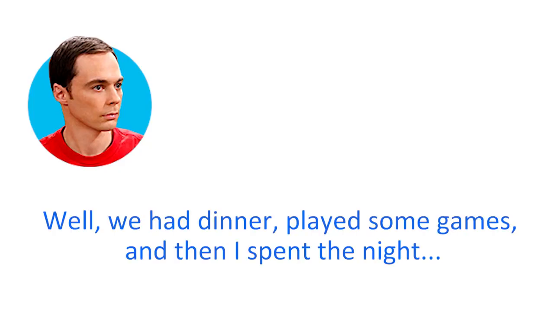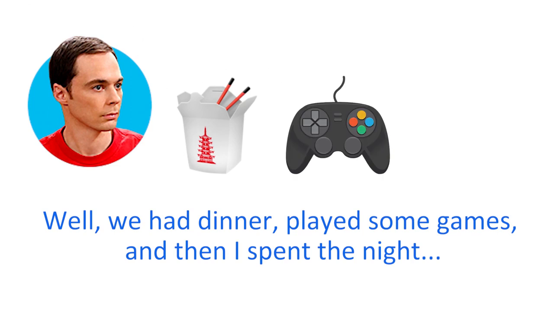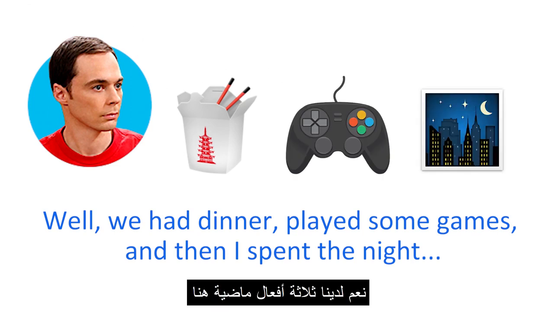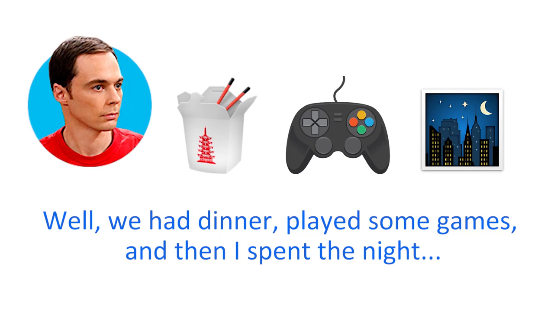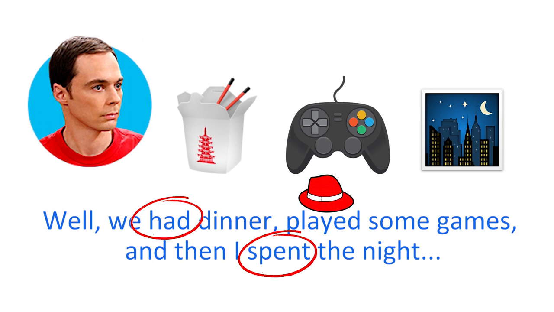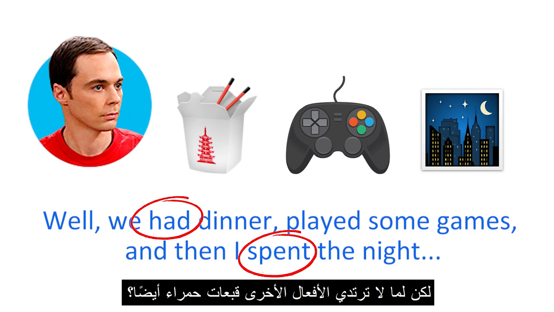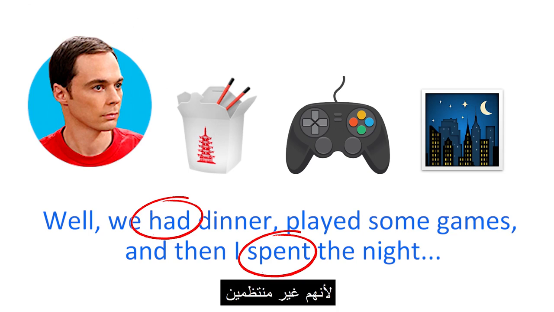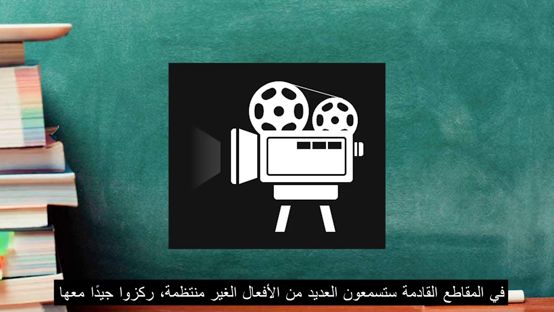So he said, we had dinner, played some games, and then I spent the night. Yes, we got 3 past tense verbs, which are had, played, and spent. One of the verbs looks familiar, right? Yes, we got our red hat right there in played, but what about the other 2 verbs? Where are the red hats? They are irregular. Let's watch some clips and pay attention to the verbs that are used.